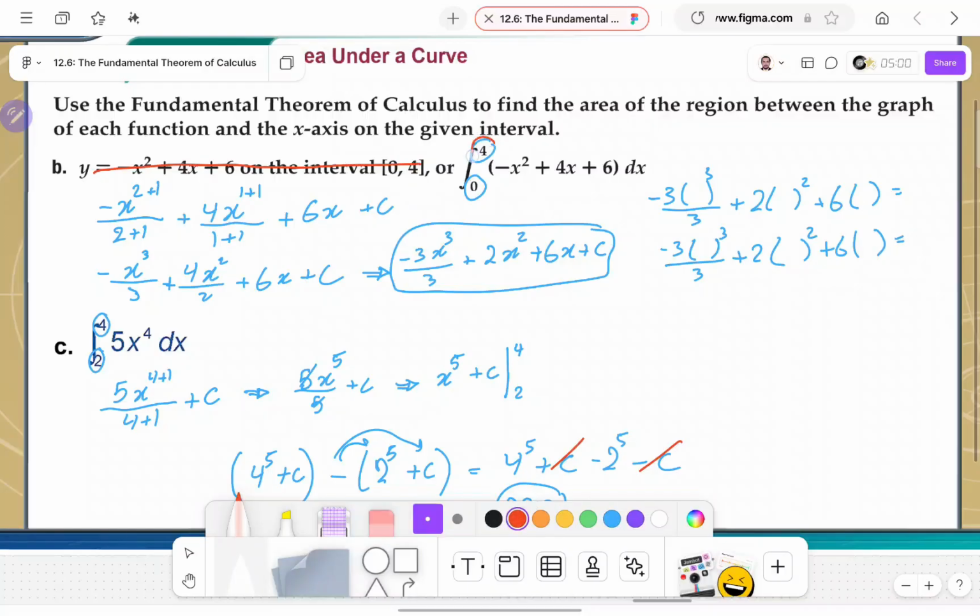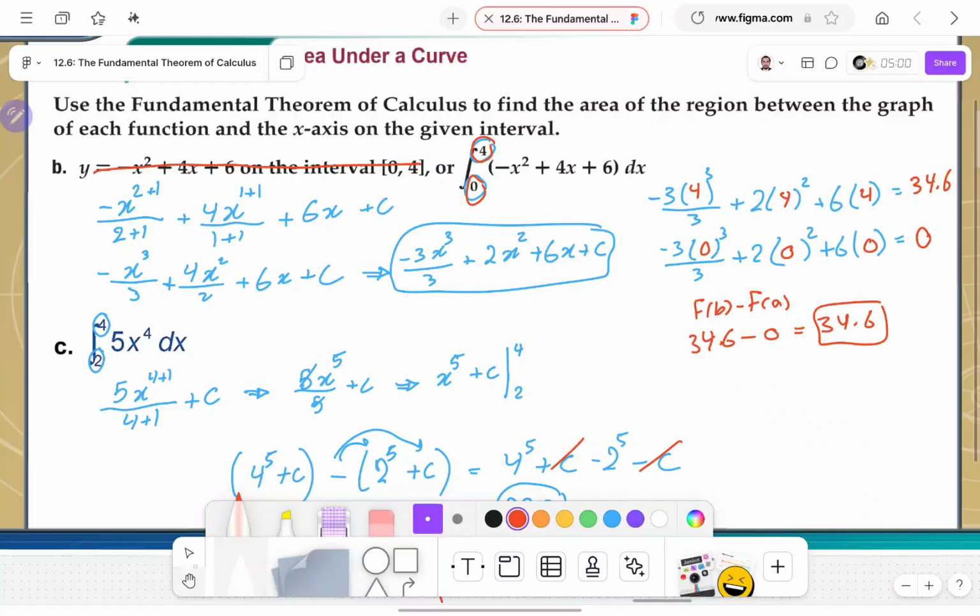So I need to substitute first the 4, then I need to substitute the 0. The answer for 0 of course will be 0. The answer for the 4 I think is 34.6 or 36.4. Let me just check. Yes, it's 34.6. Now you need to do f of b minus, do you remember, f of a, which is 34.6 minus 0, which is equal to 34.6.